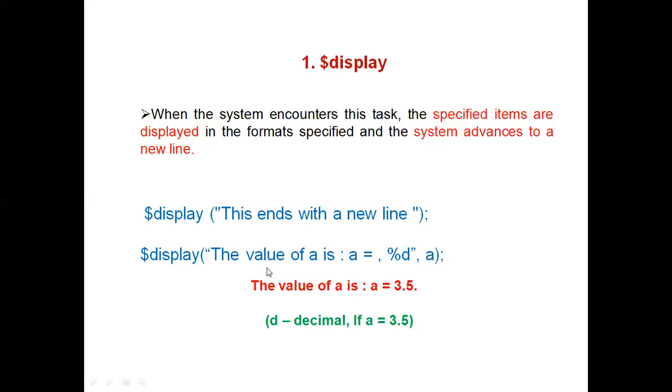Just observe, the value of a is: a equal to, the same thing. But what is this thing? The format specifier. Whatever value is present inside this variable is displayed in the form of a decimal number. Once again, whatever value is present inside a is displayed in decimal format. Like this, 3.5, this is a decimal number.